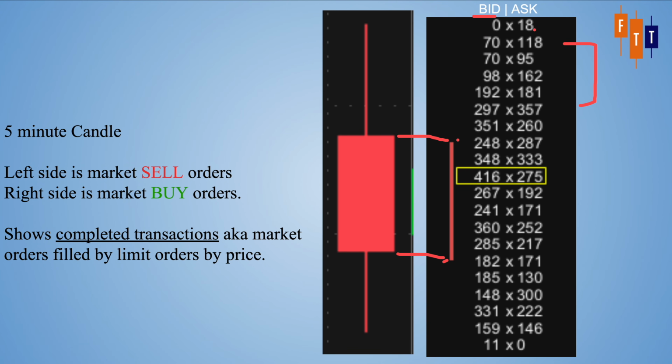Just looking at this, at the very top, there were 18 market buy orders and there were 0 market sell orders. There were 11 market sell orders down here and there were 0 market buy orders. That's the basics of it, and we're going to unpack this even further.